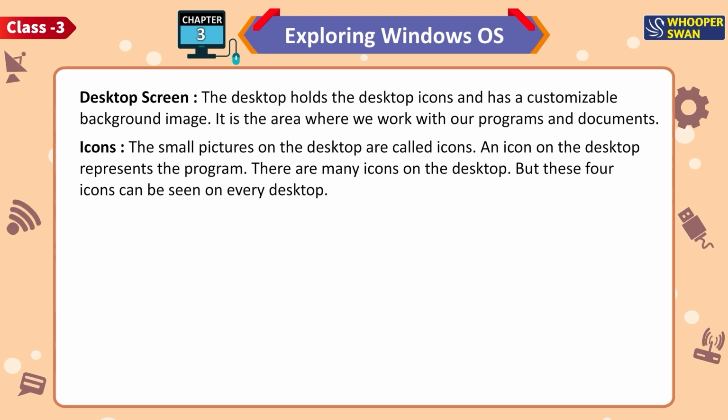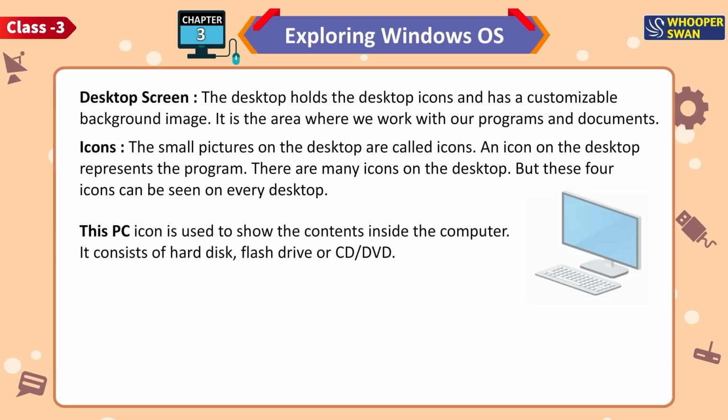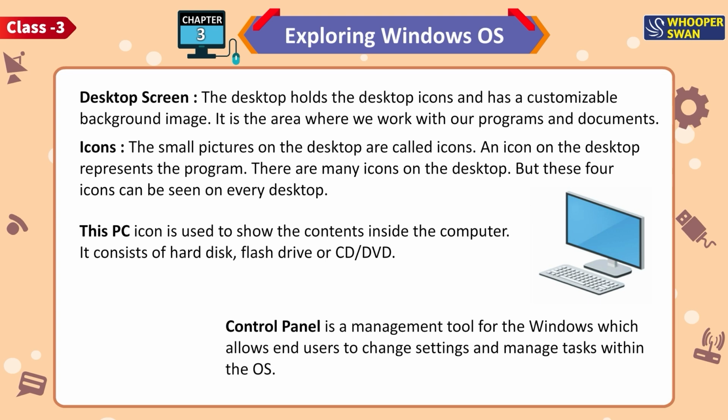Icons. The small pictures on the desktop are called icons. An icon on the desktop represents the program. There are many icons on the desktop. But these 4 icons can be seen on every desktop. This PC icon is used to show the contents inside the computer. It consists of hard disk, flash drive or CD or DVD.